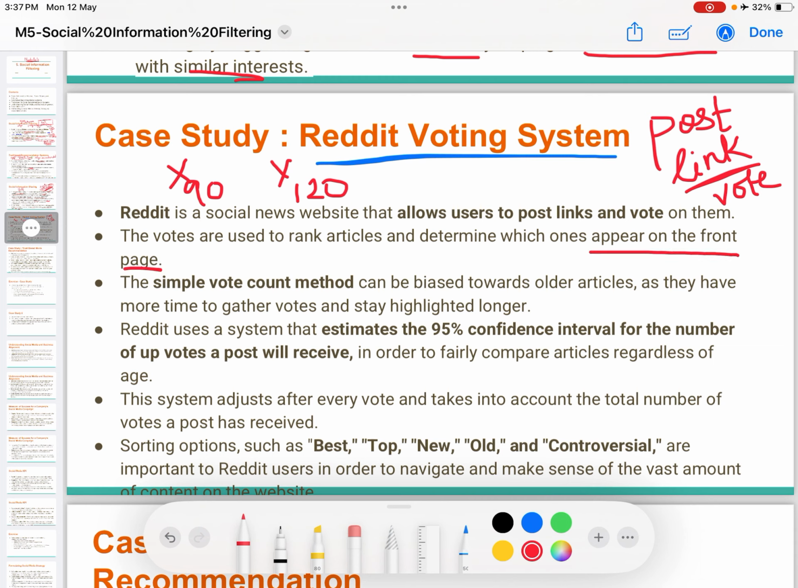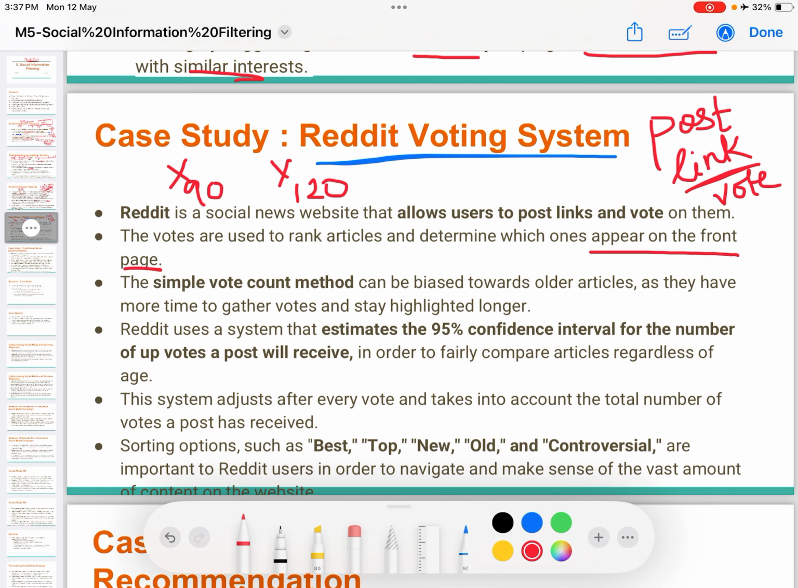So there are two articles I said, X article, Y article. X article received 90 votes. Y article received how many votes? 120 votes. So which one is better? Obviously Y, because it has received more votes. In that case, Y will appear in the front. Who is giving these votes? These votes are being given by the public only.